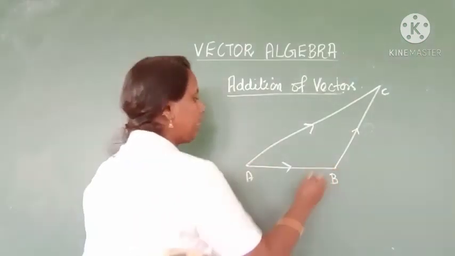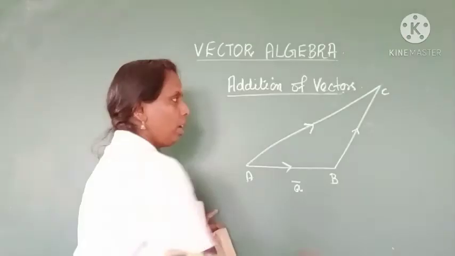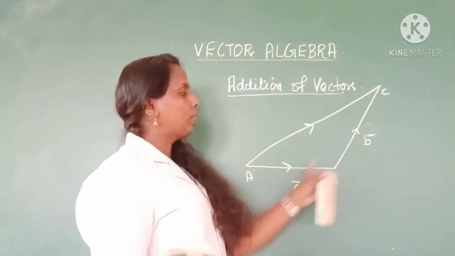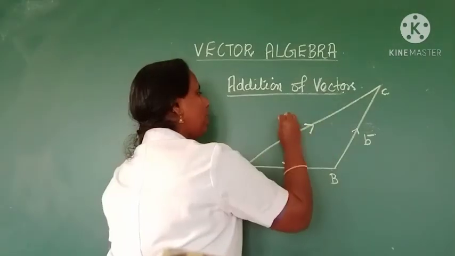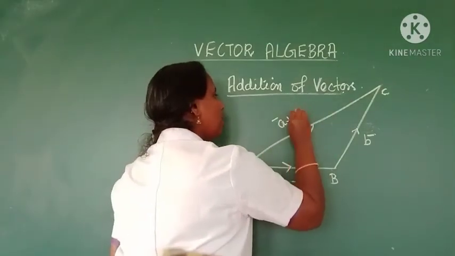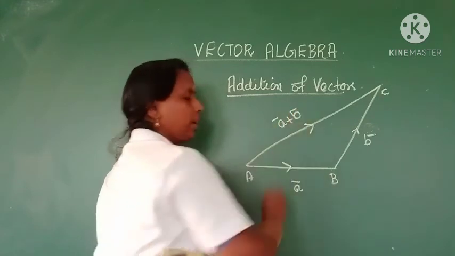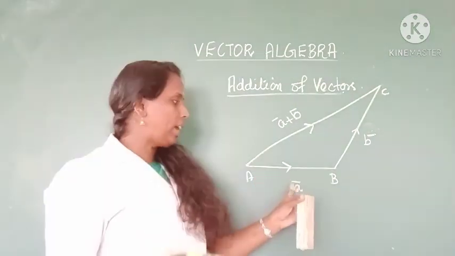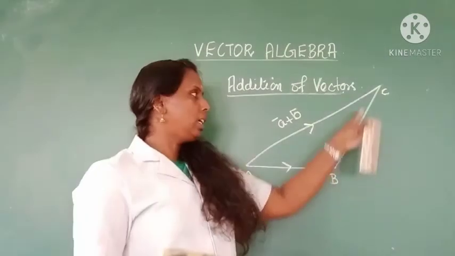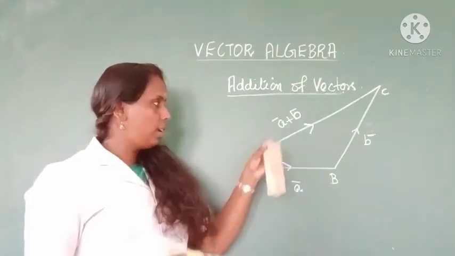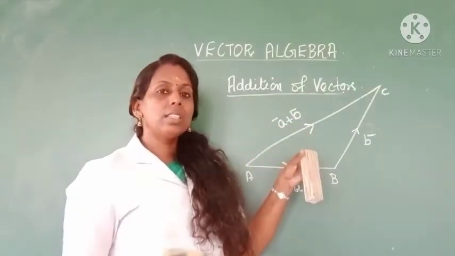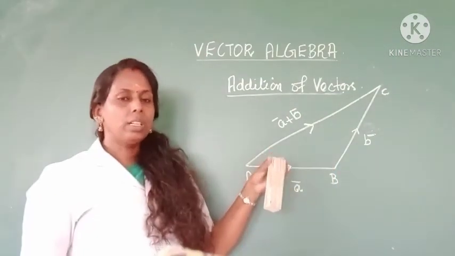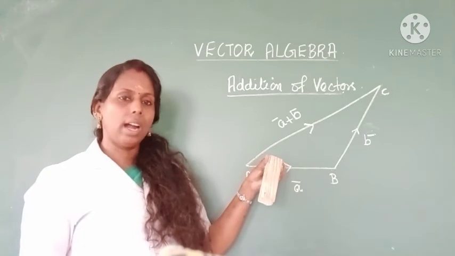Let us take vector AB as vector A, vector BC as vector B. Then the sum of these vectors is actually vector AC, that is, vector A plus vector B. Is that clear? So in this triangle ABC, vector A plus vector B gives its third side. This is called the triangle law of vector addition.